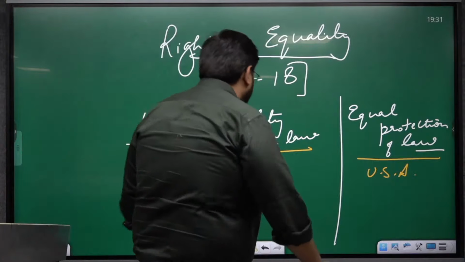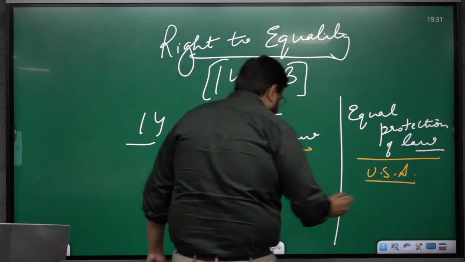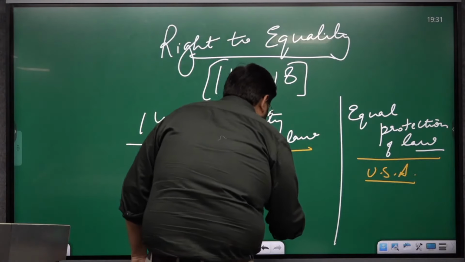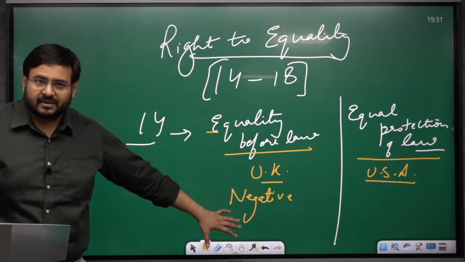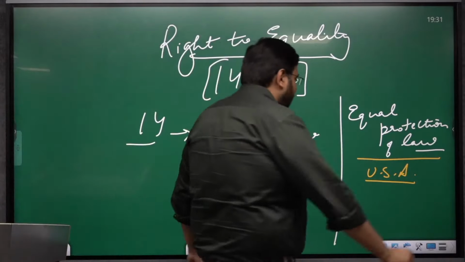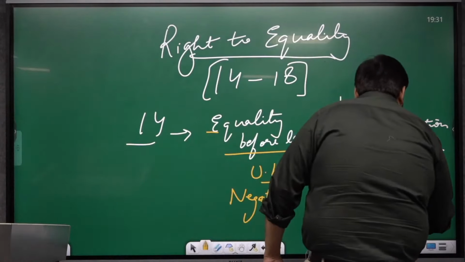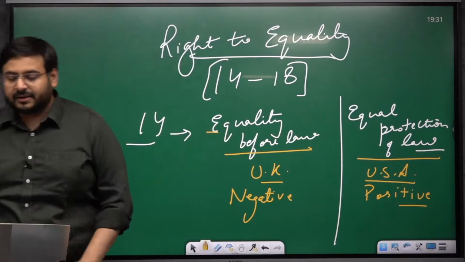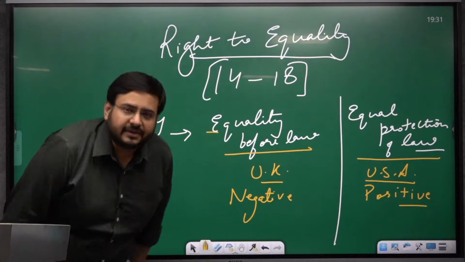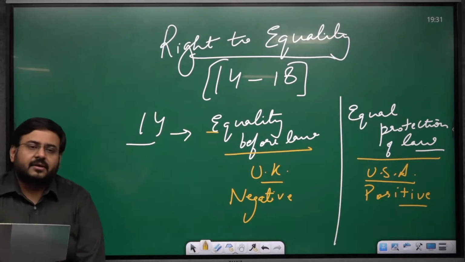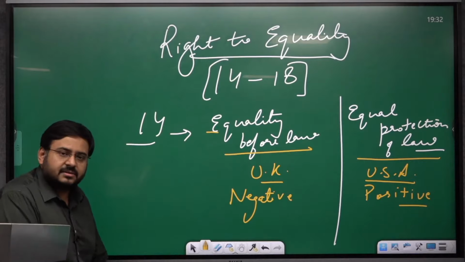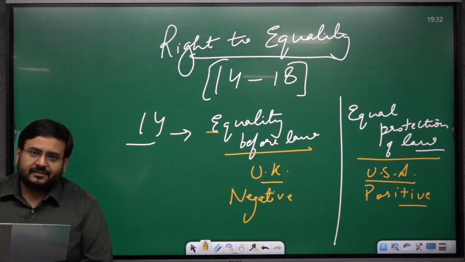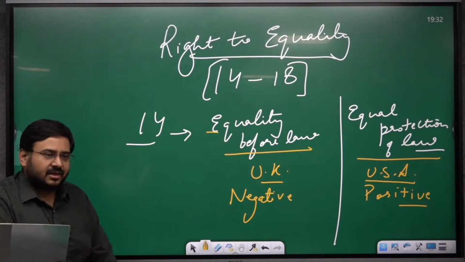So, this is taken from UK, and this is taken from USA. This is the negative right because you are taking someone's privileges away. That is why it is a negative right, and the other is a positive right. It means you are giving certain positive discrimination under this right. Clear? Yes or no? I think this cannot be clearer than this, because when we read Article 14 we are confused, right? Now we are crystal clear.